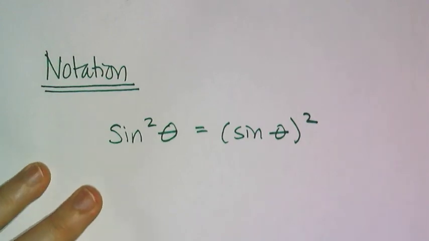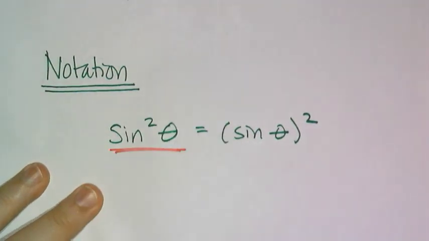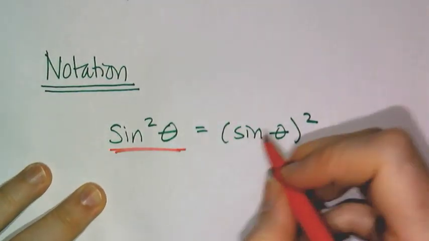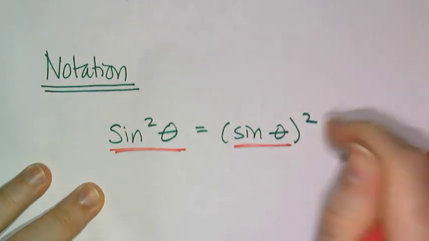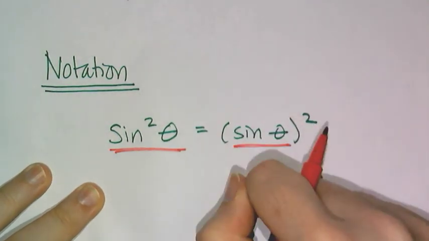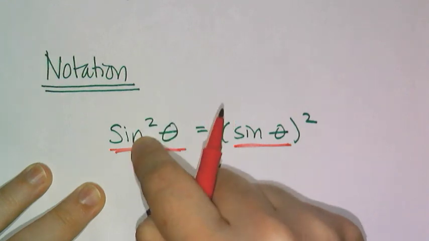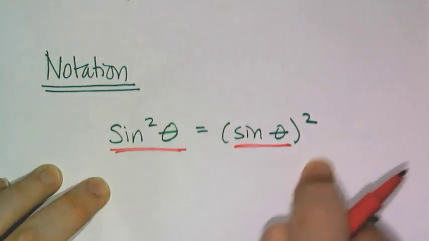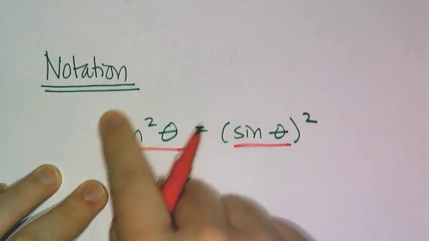And the final loose end is an issue of notation. Whenever you see sine squared theta written like that, it means you take the sine of theta and you square it. We just don't write the parentheses. We just put the square next to the sine. So make sure you know this notation, because it is going to be very important for the next lesson.